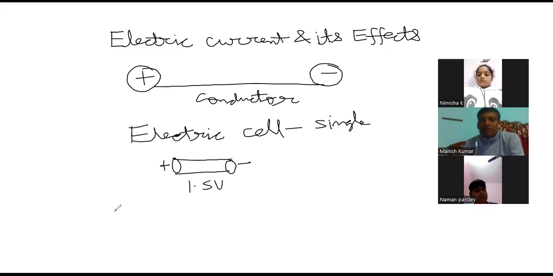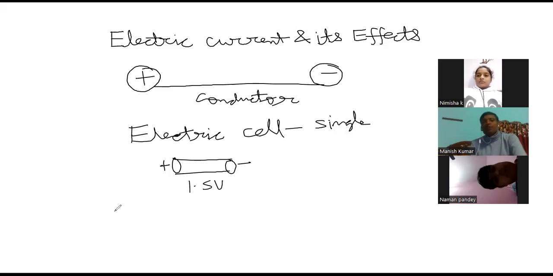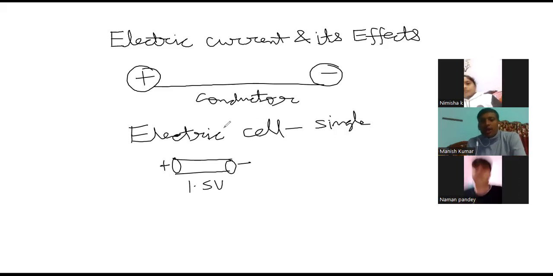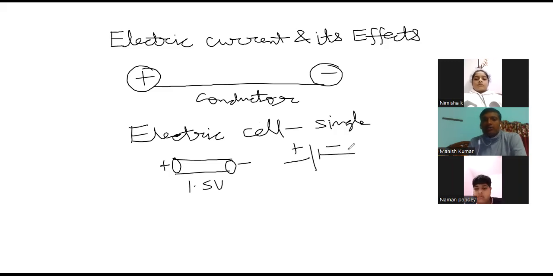Yes, sir. So first of all, we have to understand the basics and conceptual things. Then only we will go for advanced level. Okay, so this is an electric cell. Now we want a battery. Now this is also shown like this. This is plus and this is minus. This is also a symbol of electric cell.